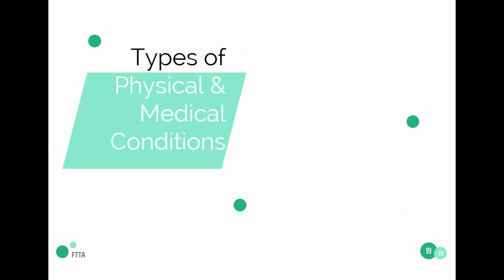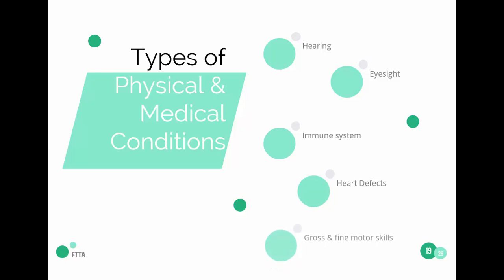Okay, types of physical and medical conditions. We'll go through this pretty quick. This is obviously related to Down syndrome: hearing problems, eyesight, immune system issues, heart defects, and gross and fine motor skills. So for those that aren't aware of the difference between gross and fine motor, gross is using, in simplistic terms, big limbs, so throwing a basketball, those types of things. And fine motor is little things, so being able to hold a pen, fold paper, those types of things.